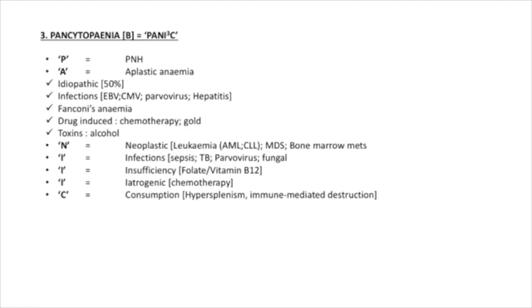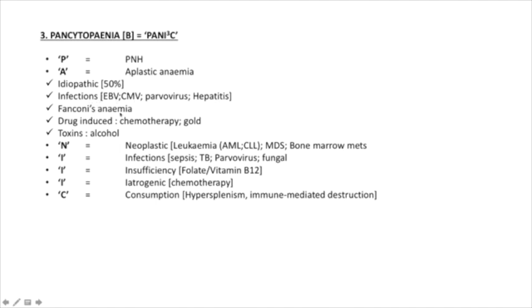Having said that, I am a sucker for mnemonics, and here's a handy one, my go-to for pancytopenia. The mnemonic is PANIC, P-A-N-I-C, but I'm looking at 3 I's, so it's I to the power 3. Your P is for paroxysmal nocturnal hemoglobinuria. Your A stands for aplastic anemia, which we know is bone marrow failure, which could be idiopathic 50% of the time. It can be due to infections like EBV, CMV, parvovirus, hepatitis, like we said.